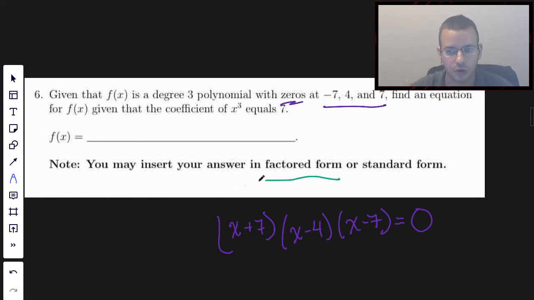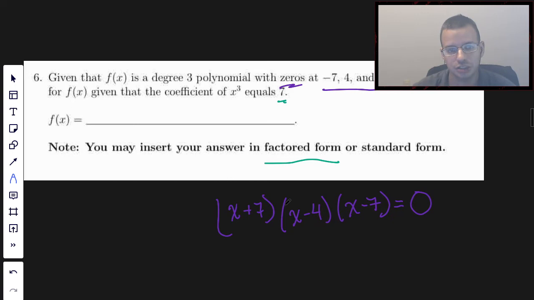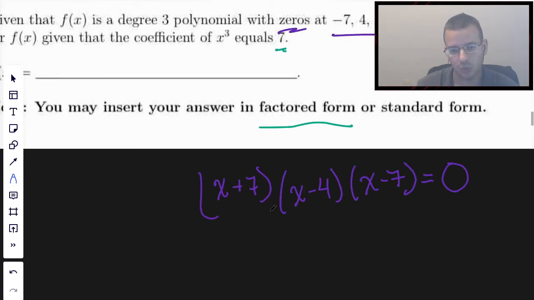So we also know that the coefficient of x cubed is equal to 7. The way we're going to get the x cubed is when we multiply these out, we're going to get x times x times x, which is going to be x cubed. But it tells us that the value for that is going to start with a 7. So to turn this x cubed into a 7x cubed, we're just going to put a 7 right there.